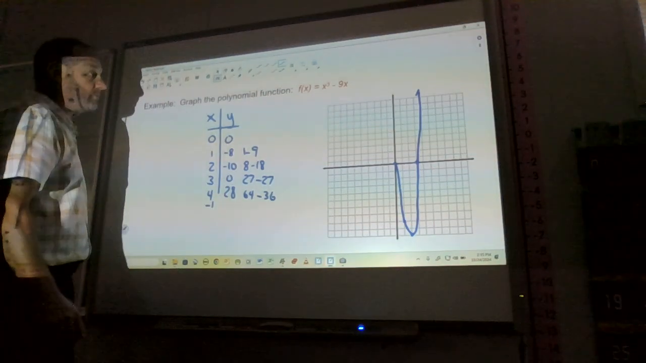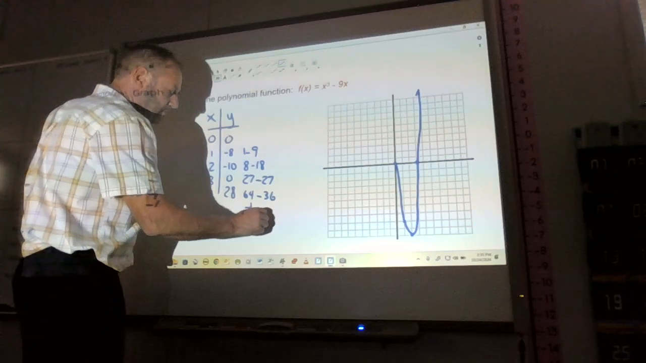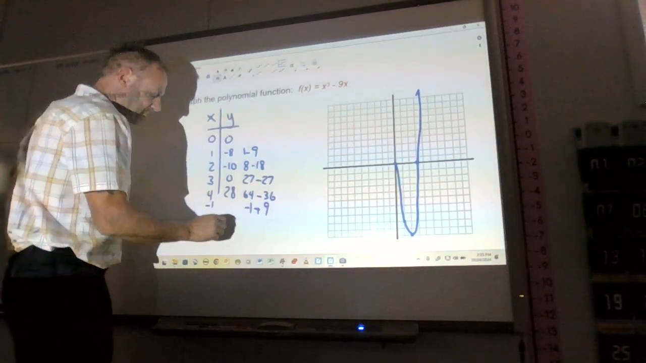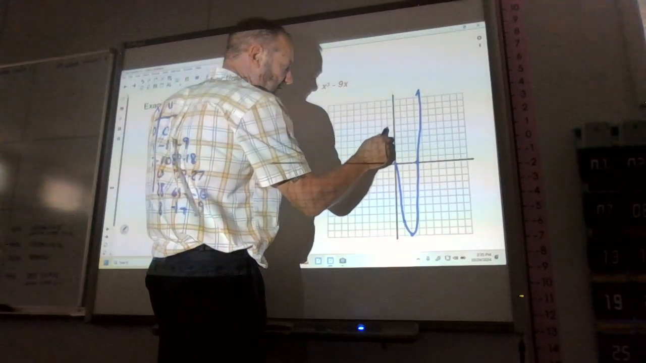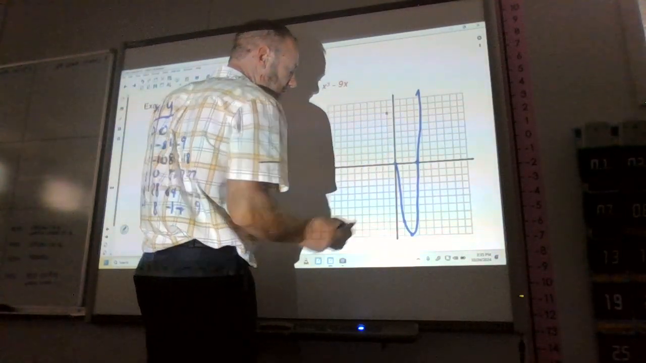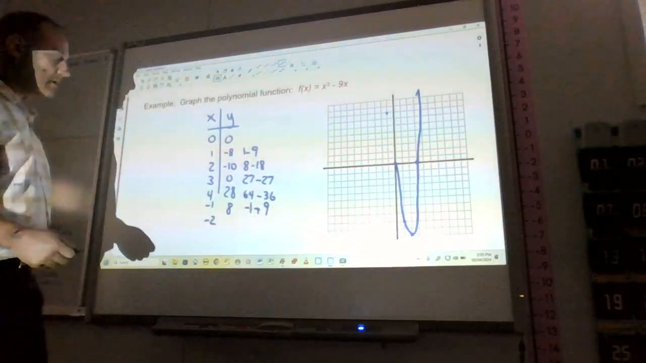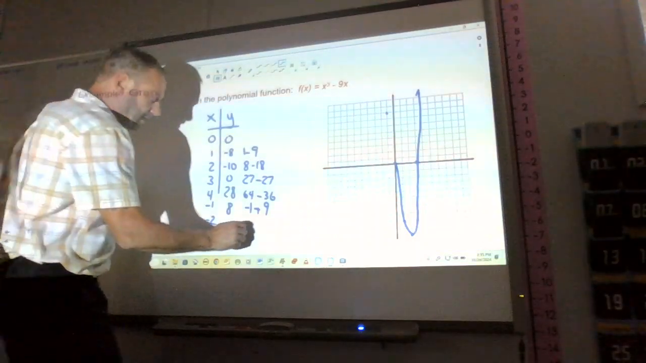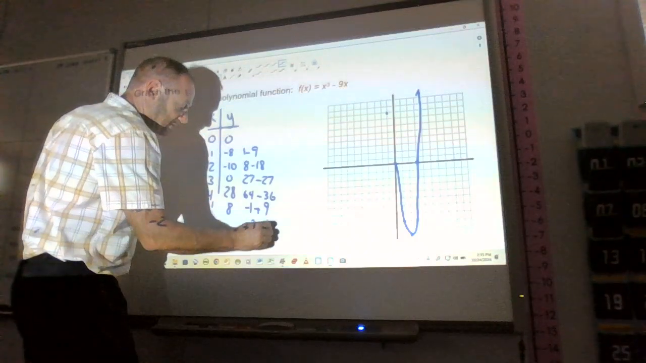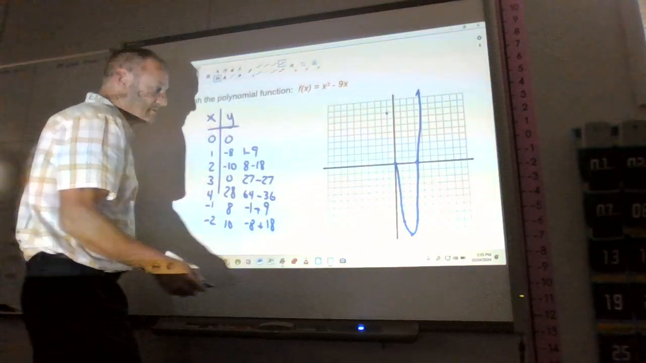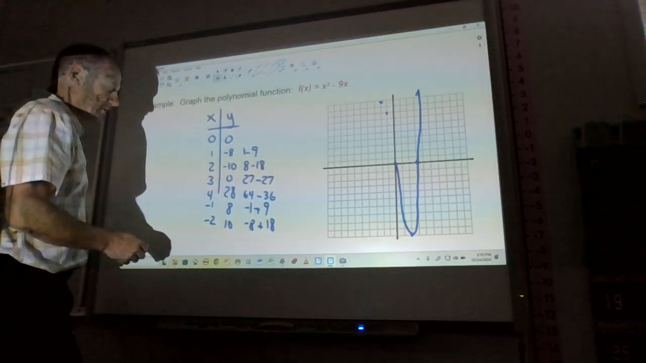If I plug in negative 1, I'm going to get negative 1 cubed is negative 1 plus 9. That's going to be 8. Okay, so 1, 2, 3, 4, 5, 6, 7, 8. It's going to go here. Negative 2. Let's see, negative 2 would be negative 8 plus 18. So that's going to be 10. Okay, so that's going to be right here. Looks like this thing's going to be symmetric maybe, huh?